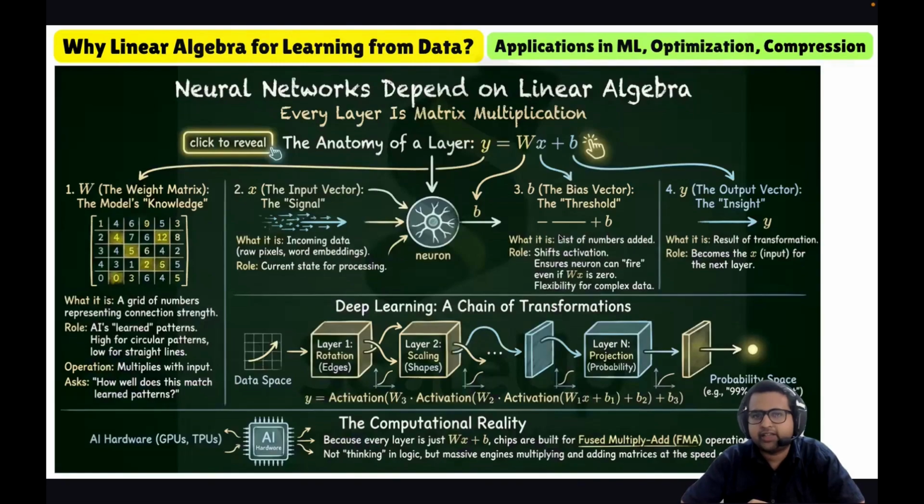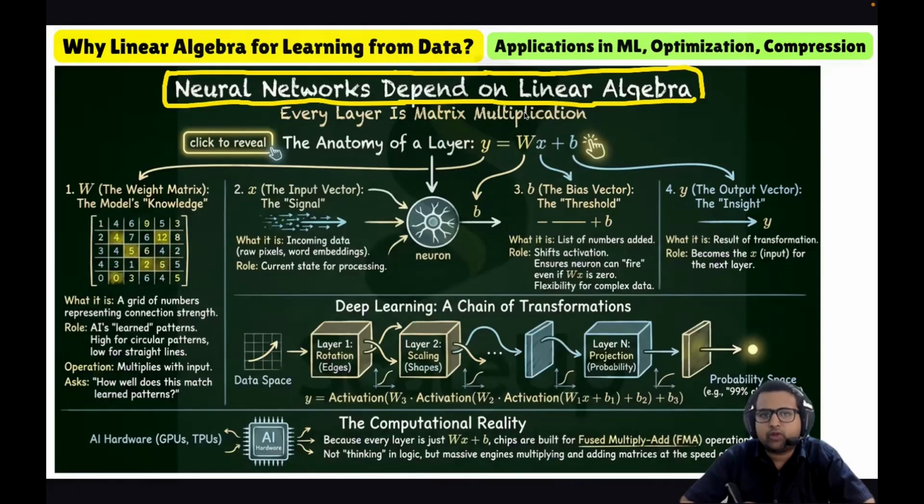Applications of linear algebra in machine learning, optimization, and compression. Neural networks depend on linear algebra. Every layer in a neural network is matrix multiplication. In a neural network, thinking is essentially a high speed relay race of matrix operations. Every time an AI processes a prompt or identifies an object, it is performing a massive chain of linear algebra.